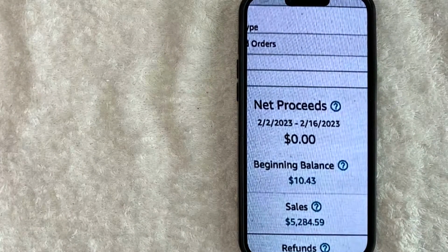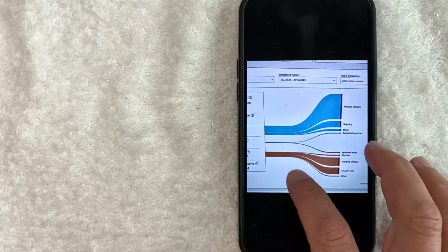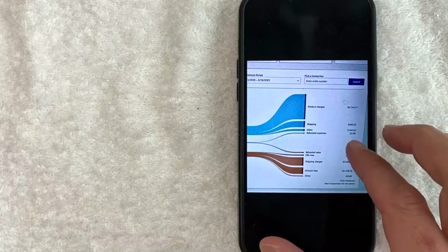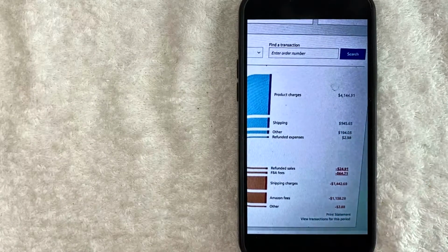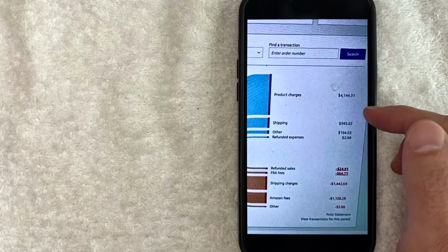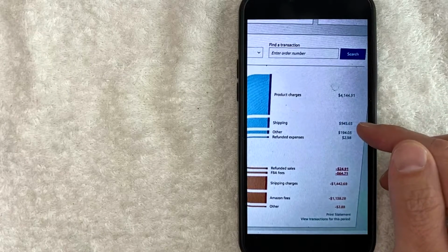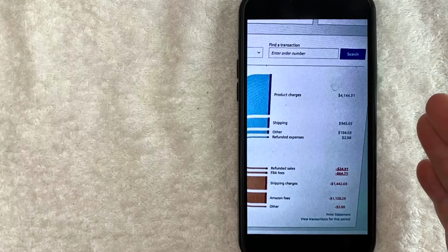As you know, if you're running PPC with Amazon FBA, a lot of times it can burn through your sales proceeds, especially when you're just trying to get ranked. Now here on the Amazon FBA net proceeds graphic, if you look over here, it's going to give you a breakdown of what the money in is and then what the money out is. So for product charges, she gained $4,144. Shipping, she gained $945. Something called other, $194, and then refunded expenses, $2.98. So that all went in the green.